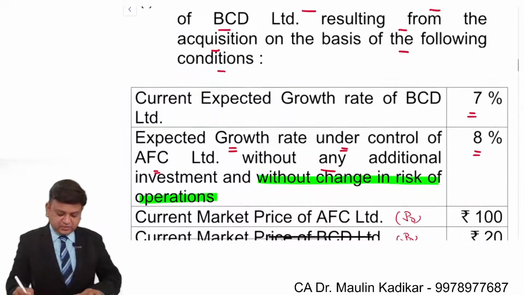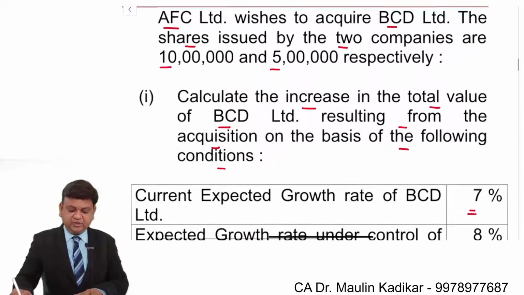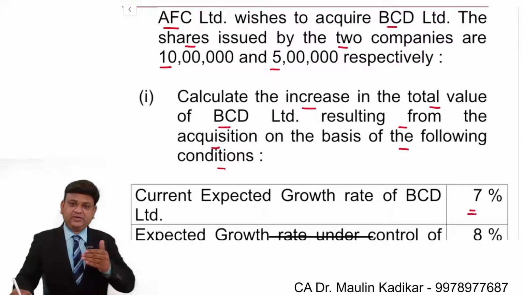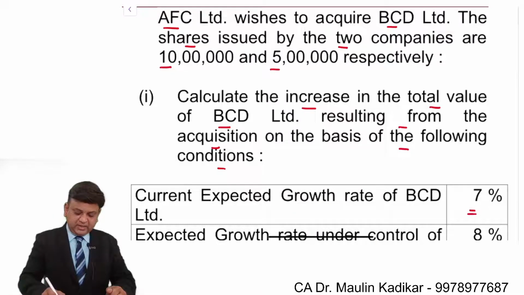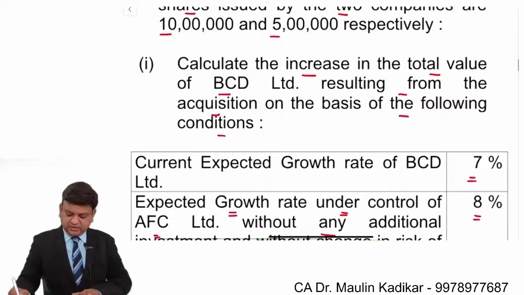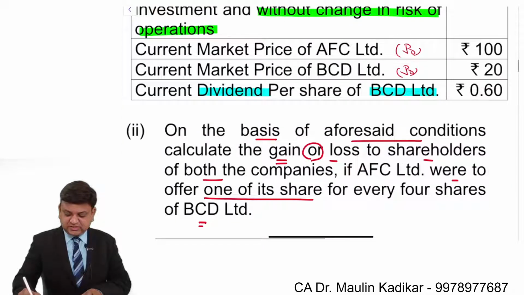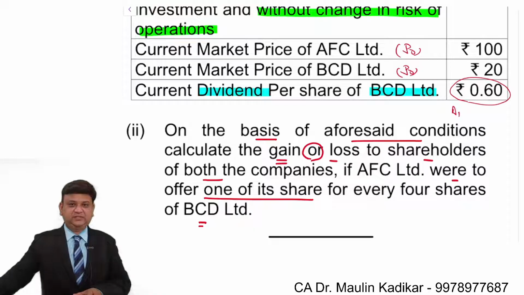So there are 3 questions provided to us. I want you to make the calculation of the answer of the first and second question. Then for the third question, I need to give an explanation to you. Dear students, over here, we will consider this 60 paise as D1 for the purpose of making the calculation of the answer.